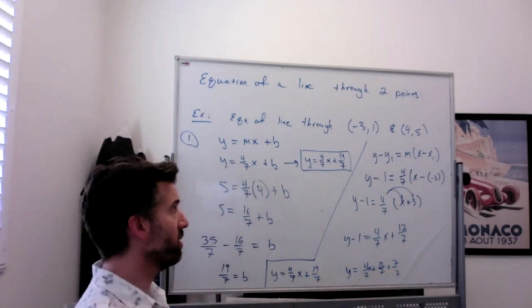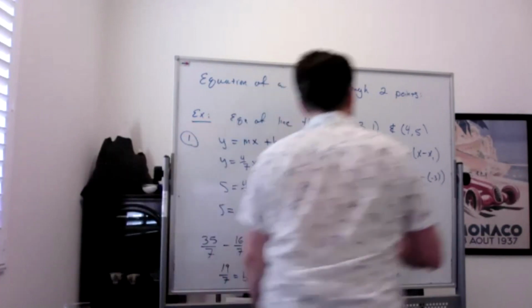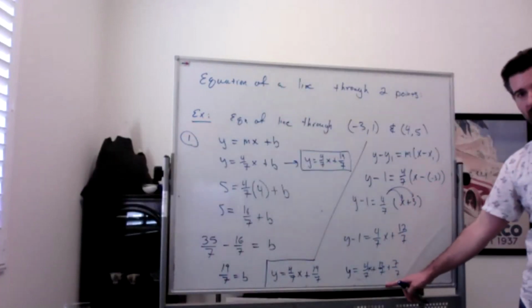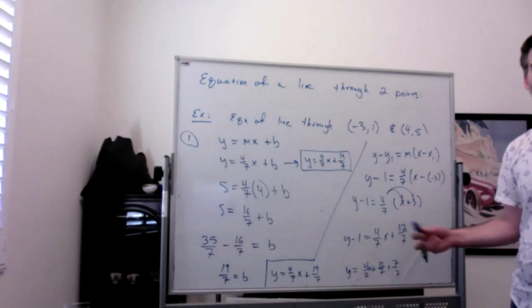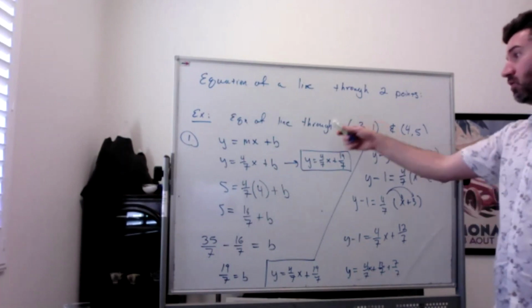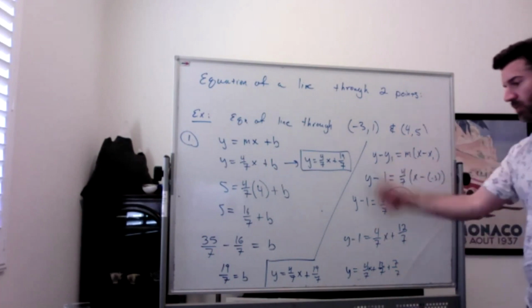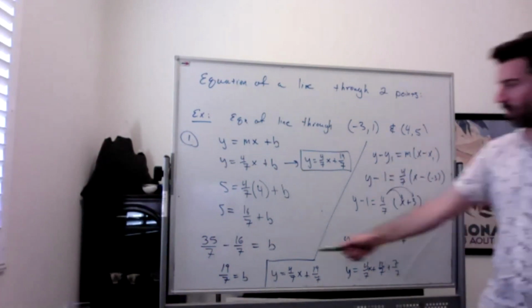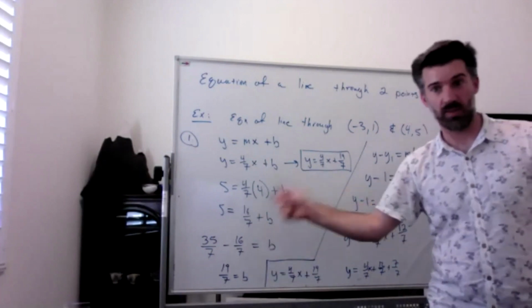So either way you do it, whether you write it like this and solve for b, or you use the point slope form and just solve for y, you're still going to get the same thing eventually, assuming that the work is correct. So I don't care which way you do it, just do whatever you like. I prefer to do it this way because I don't like having to plug back in b once I've solved for b. But if you like it this way, do it this way.